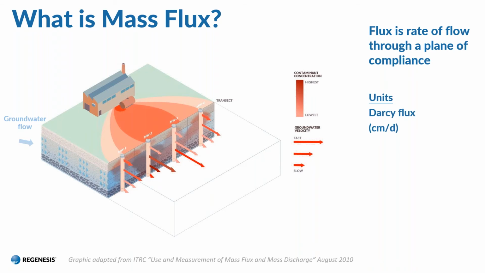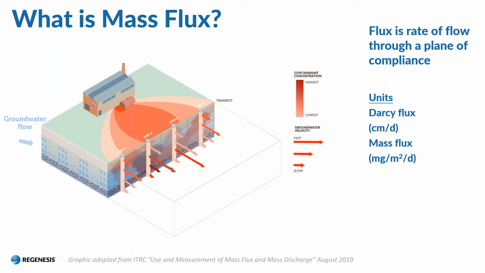We'll quickly take a look at the units that we're going to talk about in this presentation, because they're not the same concentration that we're used to. It isn't just milligrams per liter. When we're talking about groundwater velocity, we're talking about units of centimeters per day. So how much water is moving through this transect that we care about in these different regions as a function of time. And then mass flux, we're going to talk about in terms of milligrams per meter squared per day.